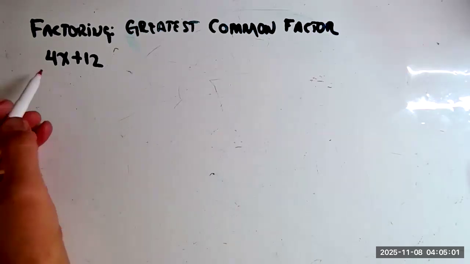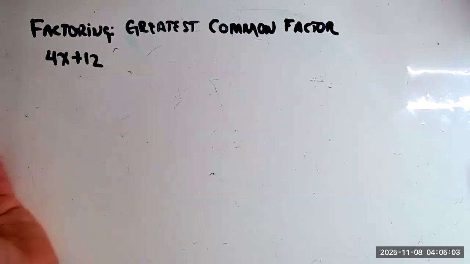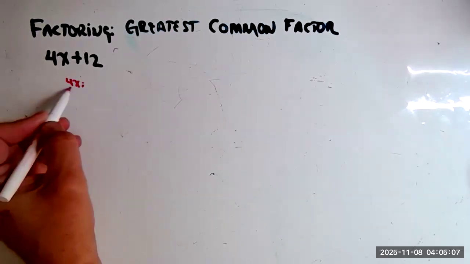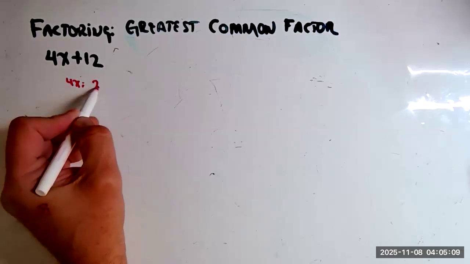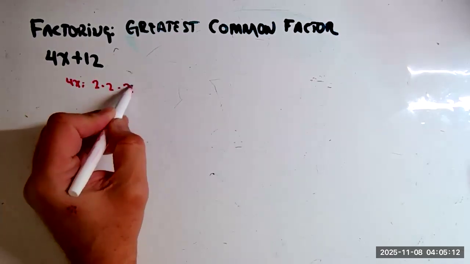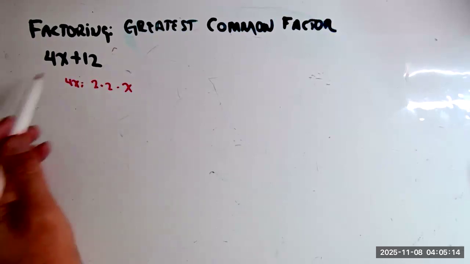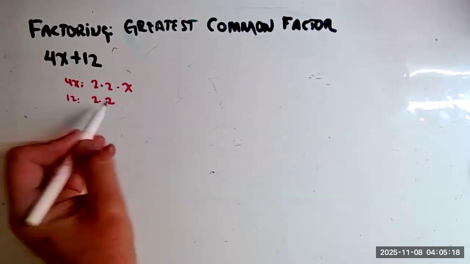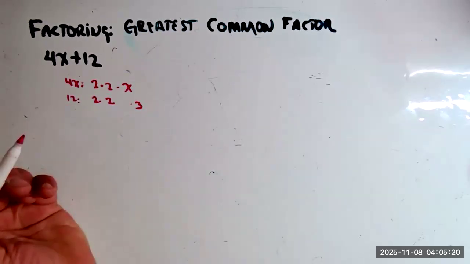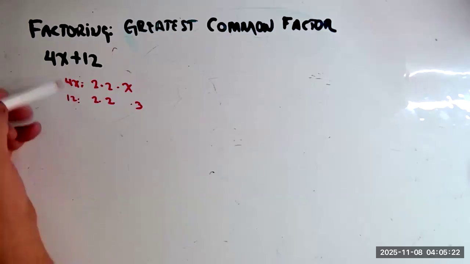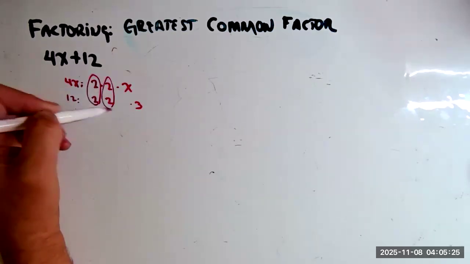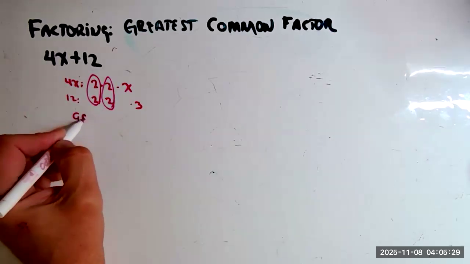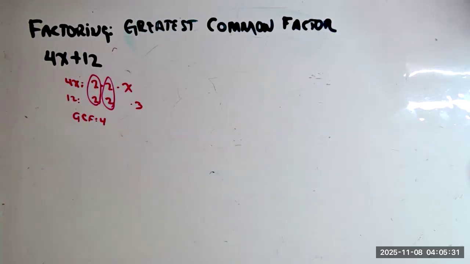what we do is we attempt to factor each term. Here, baby steps. So we have 4x. Of course, I can break down 4x as 2 times 2 times x. 12, we can break it down as 2 times 2, which is already 4, times 3. And what's common between these? Of course, we have the 2 and the 2. So 2 times 2 will be 4. So our greatest common factor will be 4.